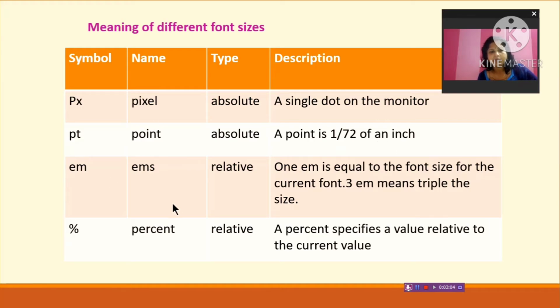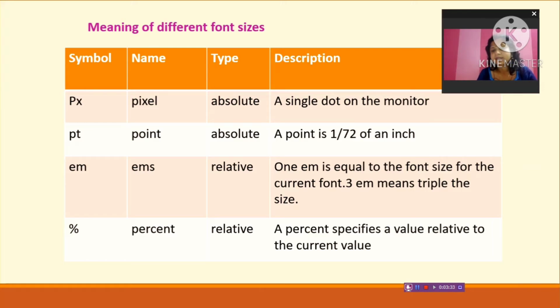Em, or EMS, is relative. 1 em is equal to the font size for the current font. Whatever font is there, that is one, meaning 1 em is equal to the font size for the current font. 3 em means triple the size. Suppose the current font is 8, then if you make it 3 em, it will be 24. Percent is also relative.